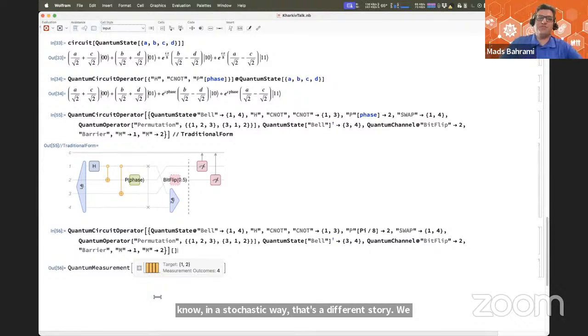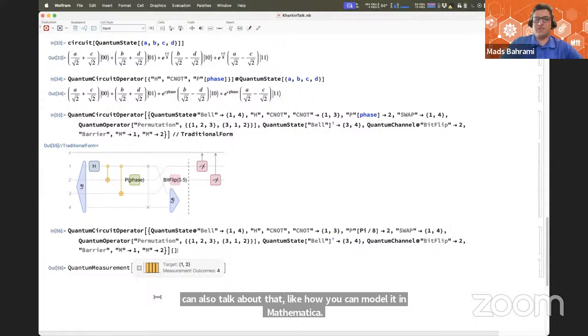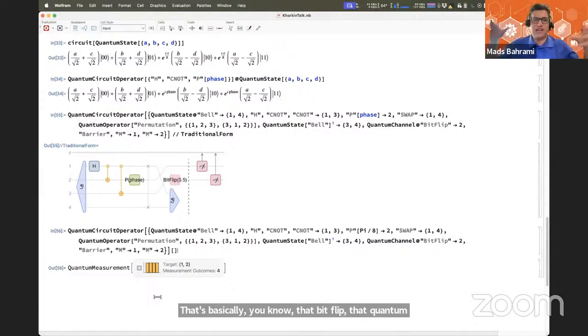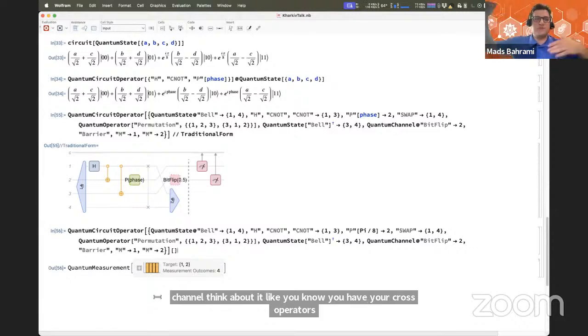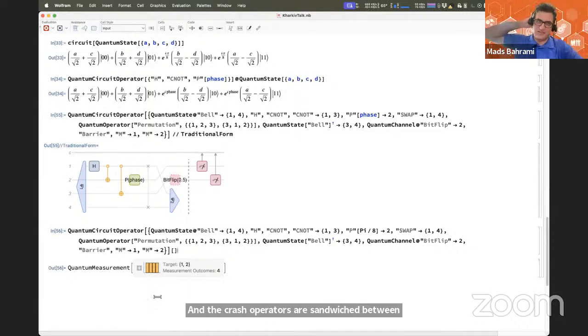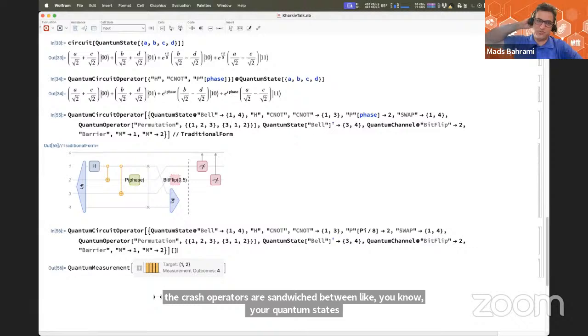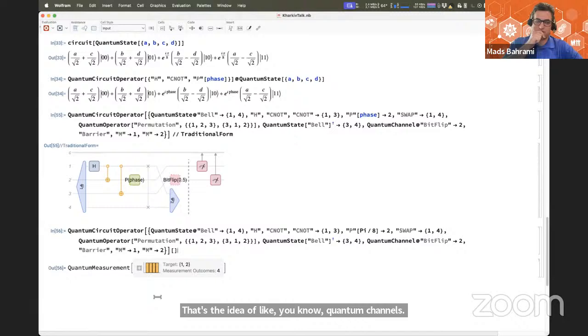That's basically that bit flip, that quantum channel. Think about it: you have your Kraus operators, and the Kraus operators are sandwiched between your quantum states. That's the idea of quantum channels. That's the way that we model quantum noise in a typical circuit.